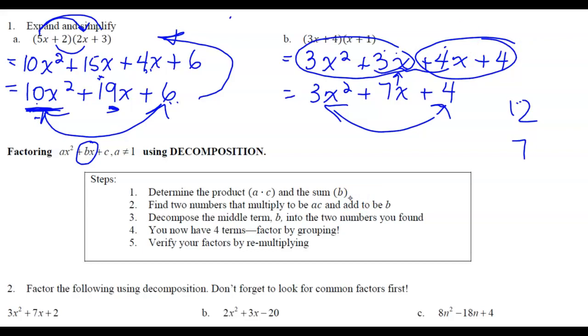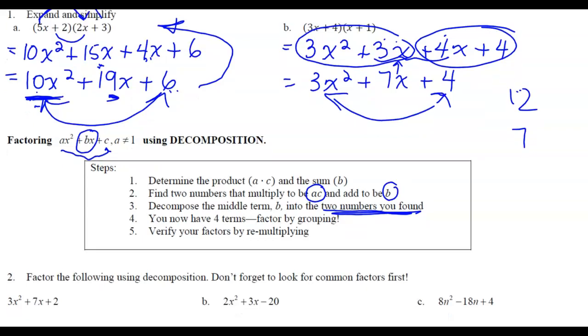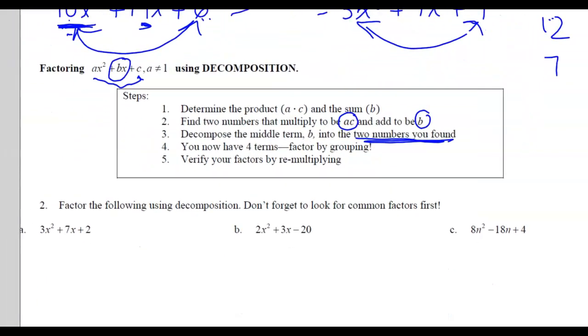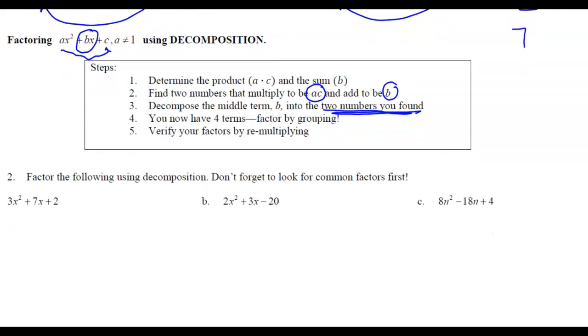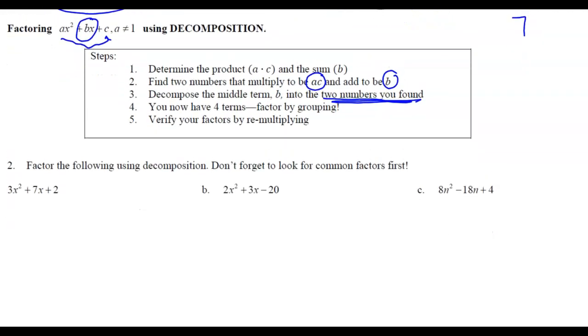So we're determining whatever AC is, the first coefficient times the constant term, and what B is. So we're finding two numbers that multiply to AC and add to B. We're decomposing the middle term into two terms, and then you factor by grouping. So those are the steps. It's sometimes easier not to look at the words, but to actually do it. So that's what we're going to do in this one. Maybe don't copy it as we go, just watch me.